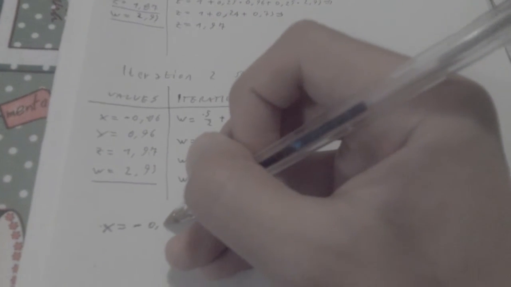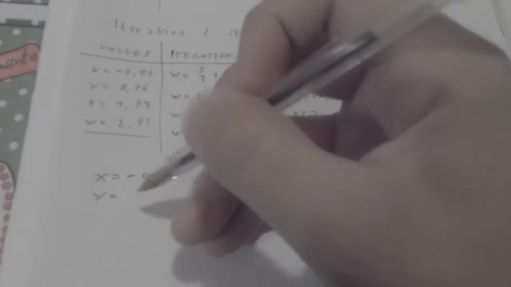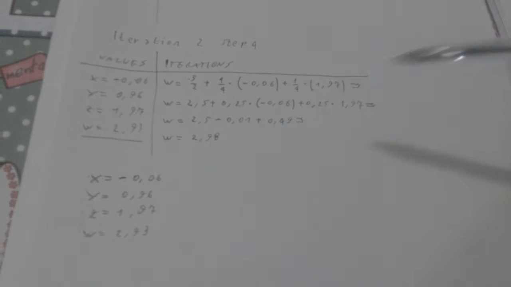So our estimation is x equal to 0.06, y is equal to 0.96, z equal to 1.97, and w equal to 2.93. So this is our final estimation for those values.